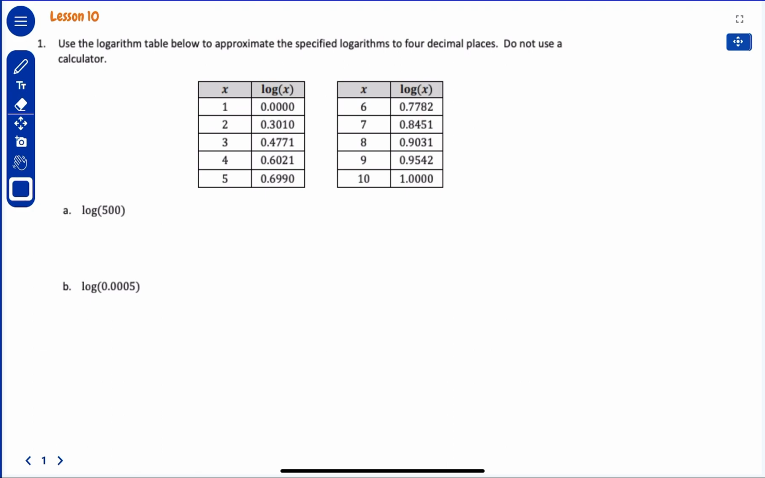If you didn't watch your video, you may struggle. How are we going to do this? Anybody want to tell me? Well, our tables don't give us log 500, right? So how are we going to break this apart and figure it out? That's what you want to do, break it apart. How can we break this up?